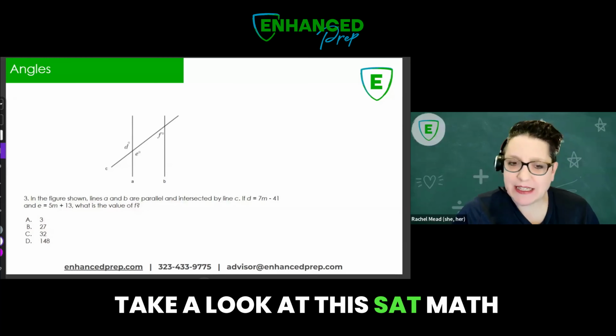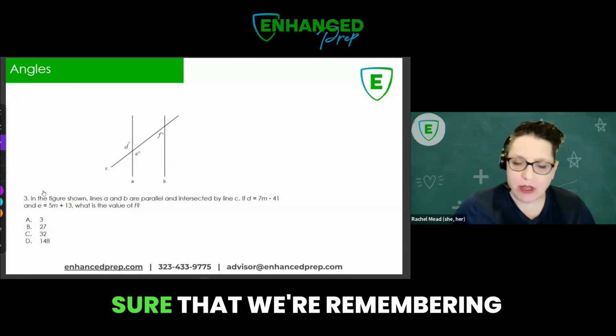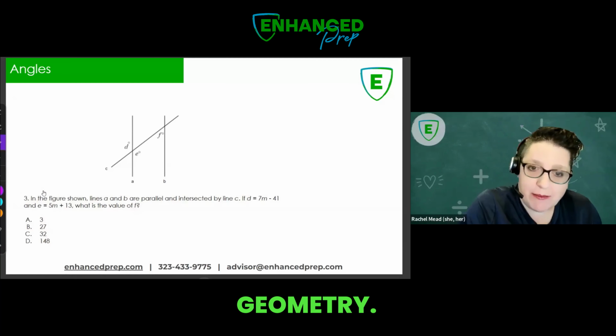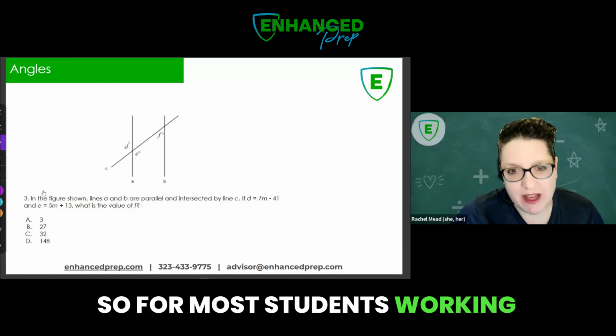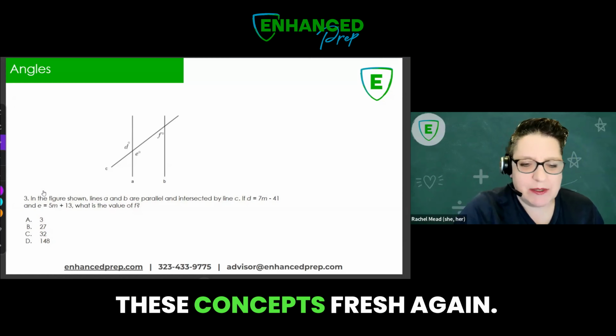Take a look at this SAT math question that deals with angles. Here, we need to make sure that we're remembering some formulas and relationships way back from geometry. For most students working on their SAT, it's going to take some dusting off to get these concepts fresh again.